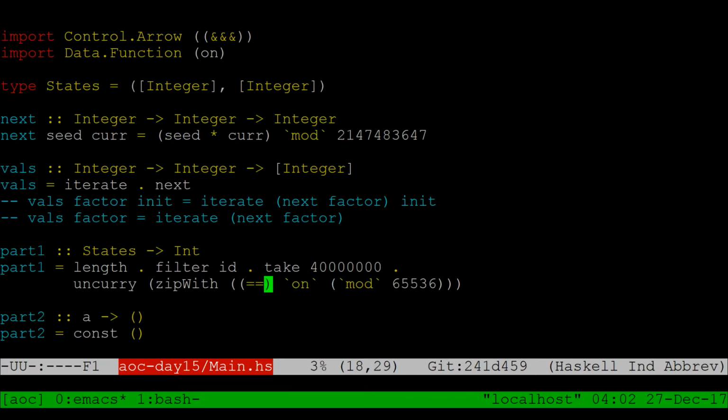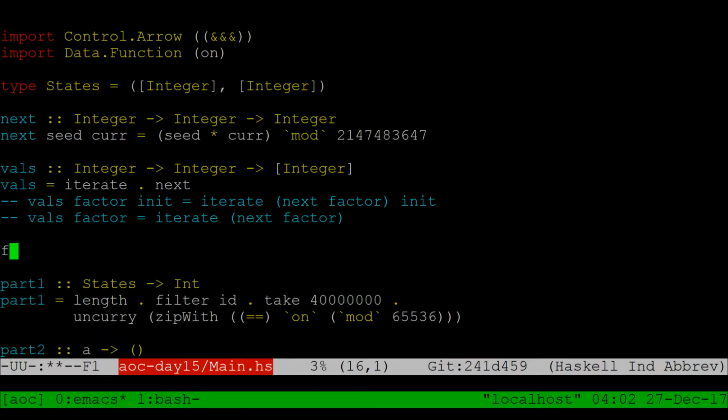And that function says, basically, it uses on, which is this amazing function. I love on. On basically is written, let's see, (f `on` g) x y equals f (g x) (g y).